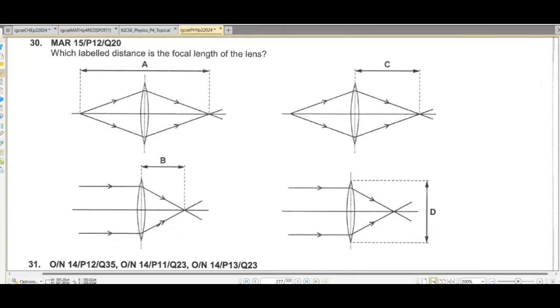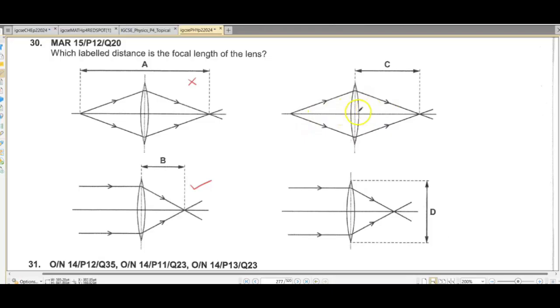Moving on to question number 30. Which labelled distance is the focal length of the lens? Okay, the focal length of the lens is the distance between the focal point and the optical center of the lens. So A is not correct. B seems to give us the distance between the optical center and the focal point of the lens. So it seems correct, but let's look at the other options.